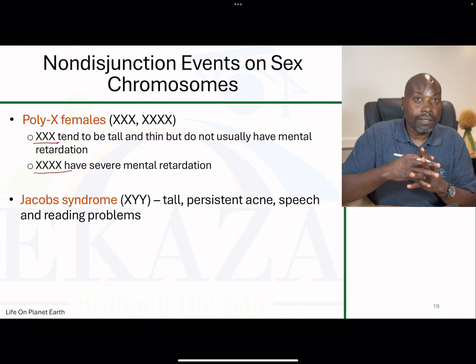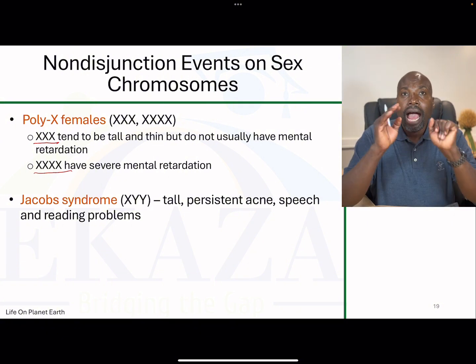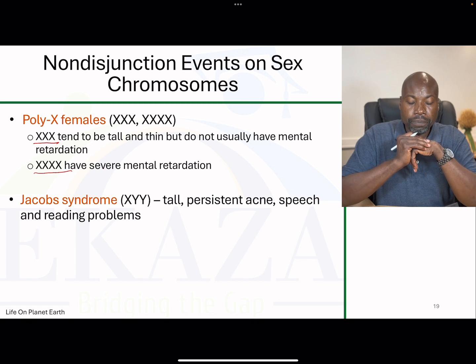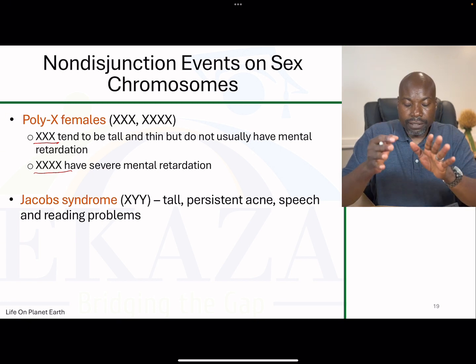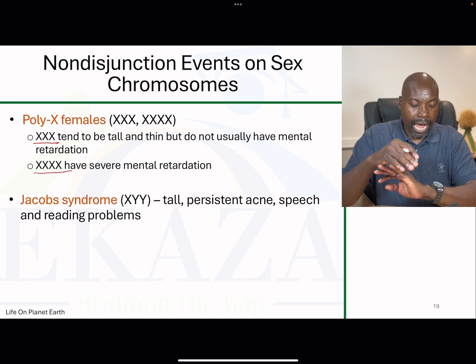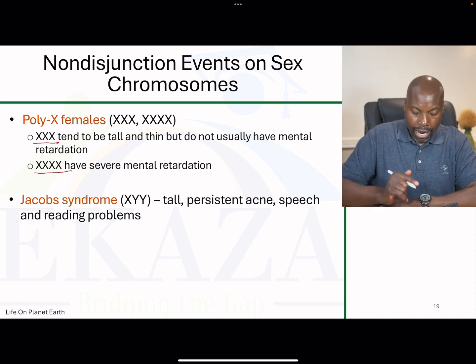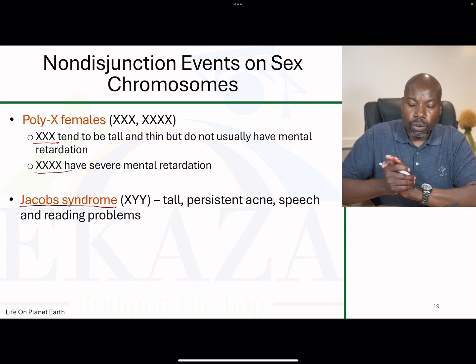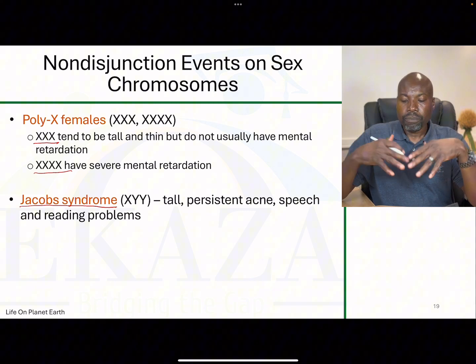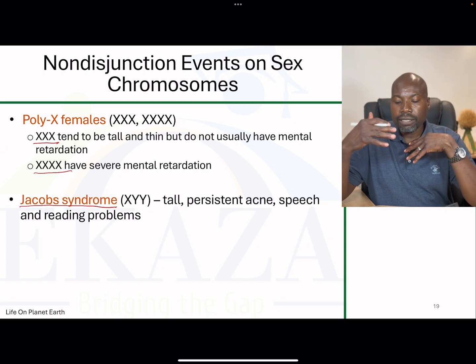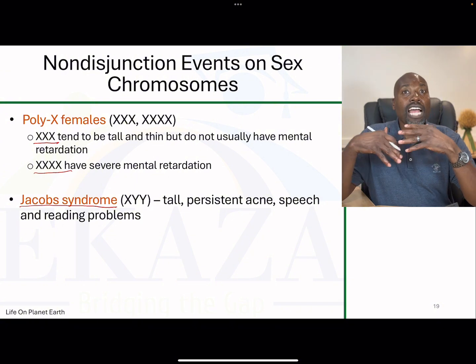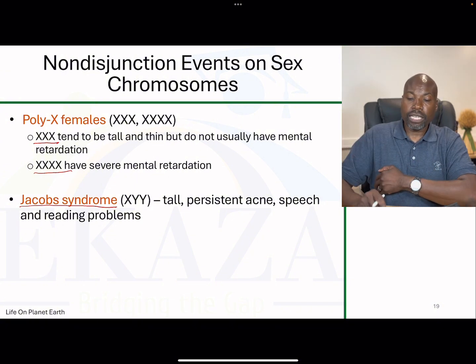You cannot tell that this individual has triple X. And then you have the Jacob syndrome. The Jacob syndrome is cases where individuals are XYY. These individuals are in general tall, with persistent acne, and sometimes speech issues and reading problems.